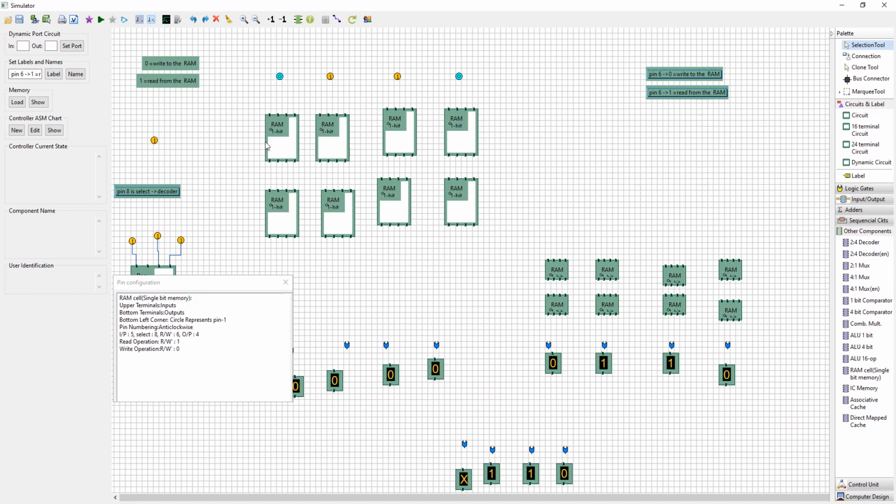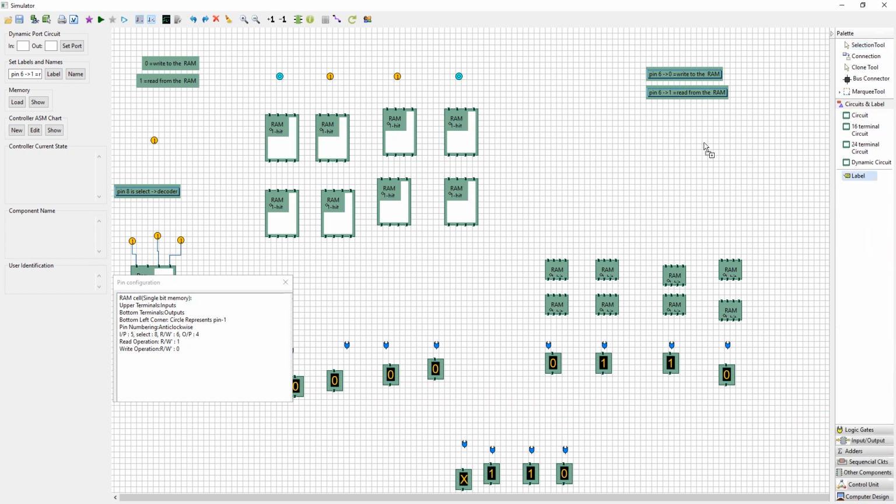Apart from that, pin number 8 is used to select the RAM. Again, I will take one more label. I will mention that also very clearly, so no ambiguity. Select. Pin number 8 is used to select any RAM cell. Apart from that, a few more pins.